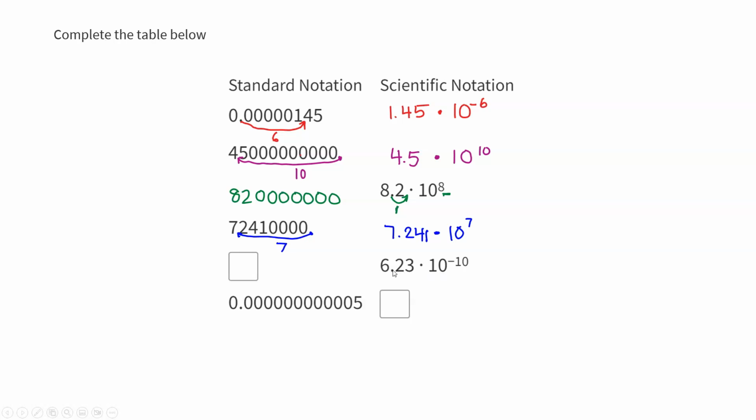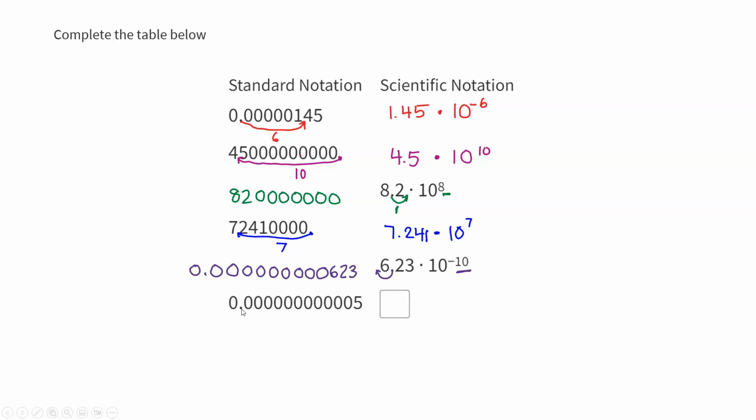This one here, 6.23 times 10 to the negative 10. You're going to take this decimal point and move it 1 to the left, because it's negative here. You're making this a smaller number. So you're going to move it 1 to the left. You're going to get your 623, but you need 9 more places to go, so you're going to need 9 more zeros to precede that. And so you're going to have 0.000000000623.